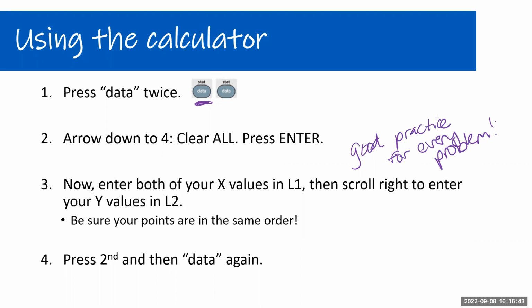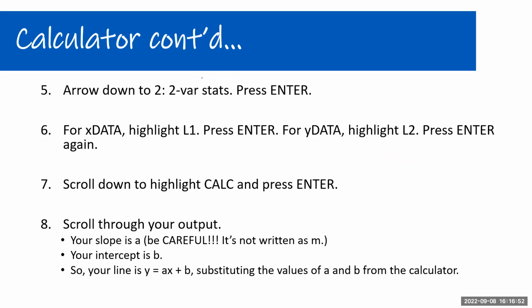You're going to press second, and you're going to press data again. Notice when you press second and data, it's going to be that stat option. You want to arrow all the way down to 2 variable stats. Apparently this is option 2 on this one. There's one that we scroll all the way down for.